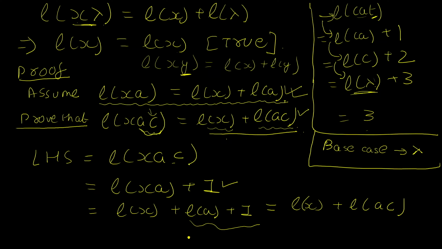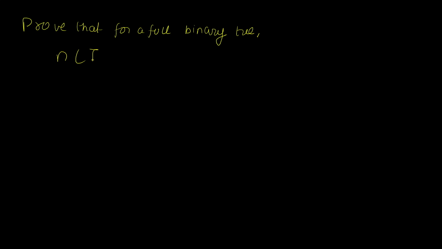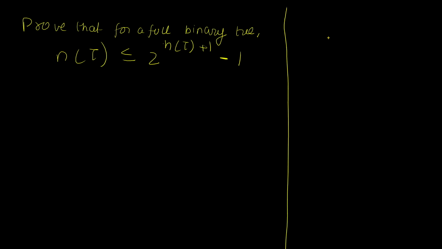Alright, we'll do one more problem in structural induction today and we'll be done for the day. Prove that for a full binary tree, the following inequality is true. N of t is less than or equal to 2 raised to the power h of t plus 1 minus 1. So before we tackle this problem, let's understand a few details. N of t represents the number of vertices in a tree.